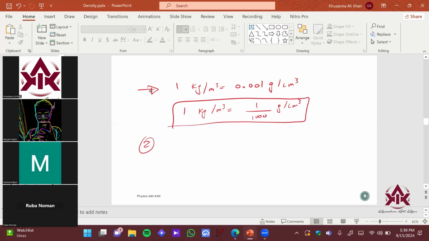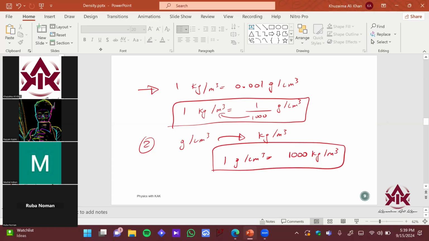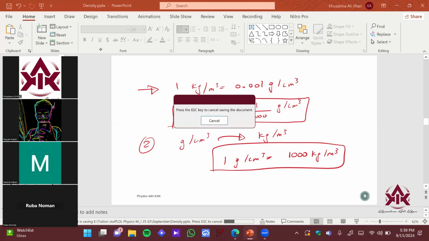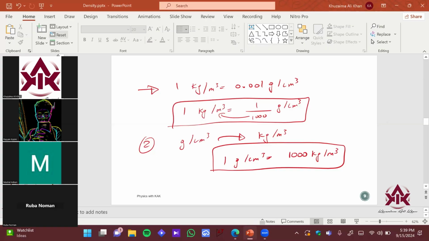If I want to find relation from gram per centimeter cube to kilogram per meter cube, I can just make gram per centimeter cube subject, right? I can send this 1000 over here. So I will get a relation that 1 gram per centimeter cube is equals to 1000 kilogram per meter cube, right? So that's pretty simple. So we have two relations. But how do we go from kilogram per meter cube to gram per centimeter cube? And how do we go from gram per centimeter cube to kilogram per meter cube? Does that make sense?